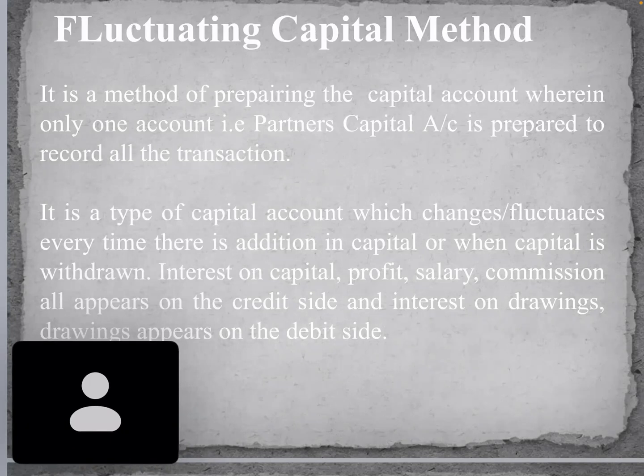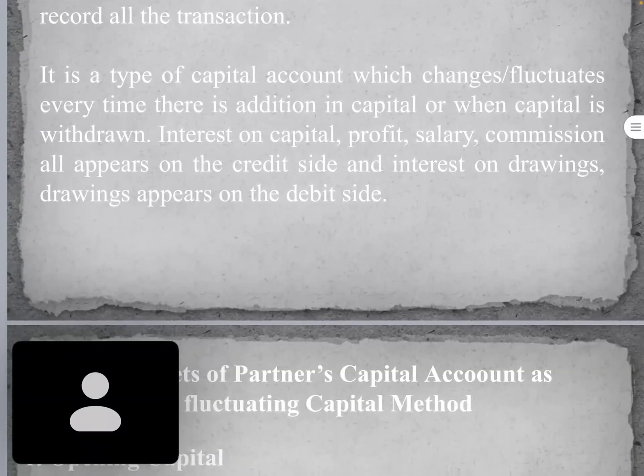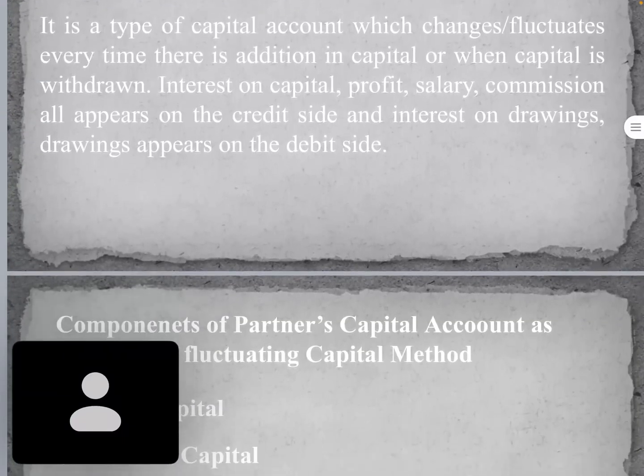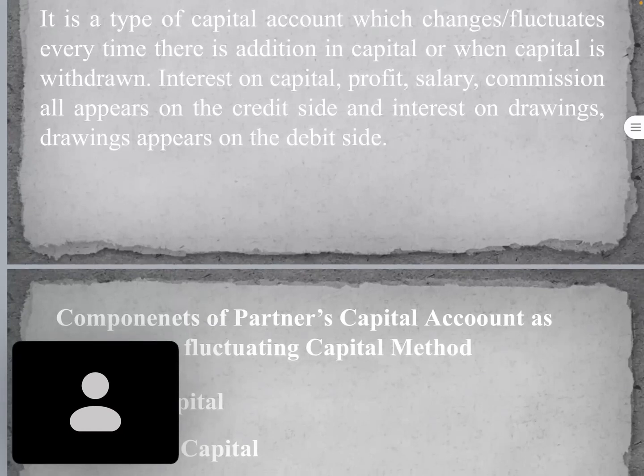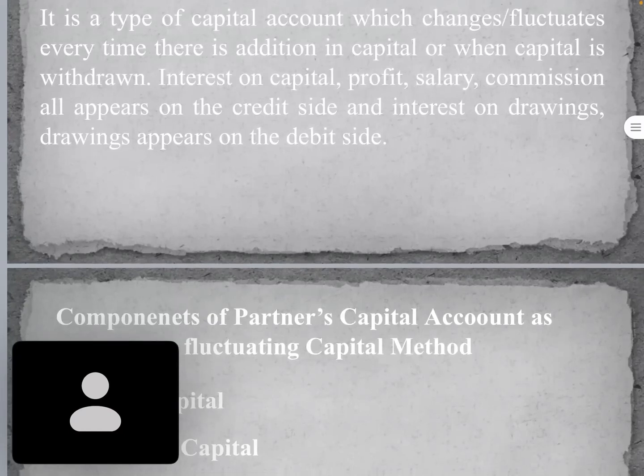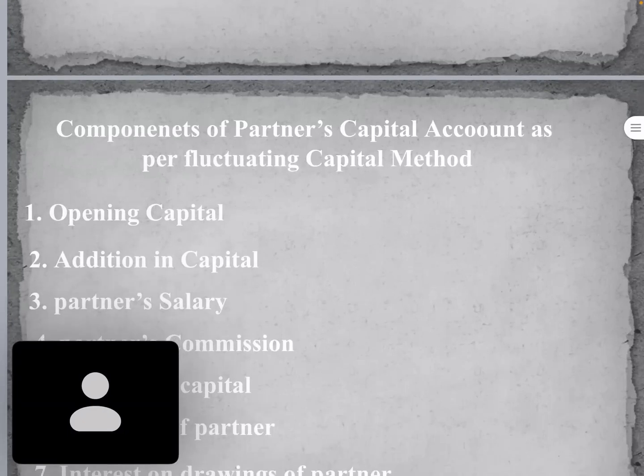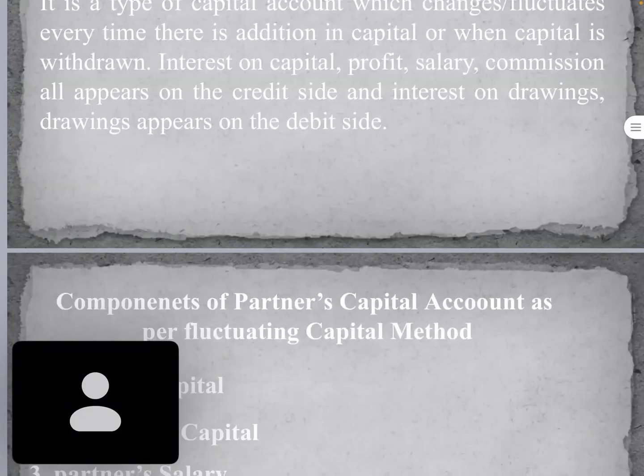Then it is a type of capital account which changes or fluctuates every time there is addition in capital or when capital is withdrawn. Interest on capital, profit, salary, commission will all appear on the credit side, and interest on drawing appears on the debit side.